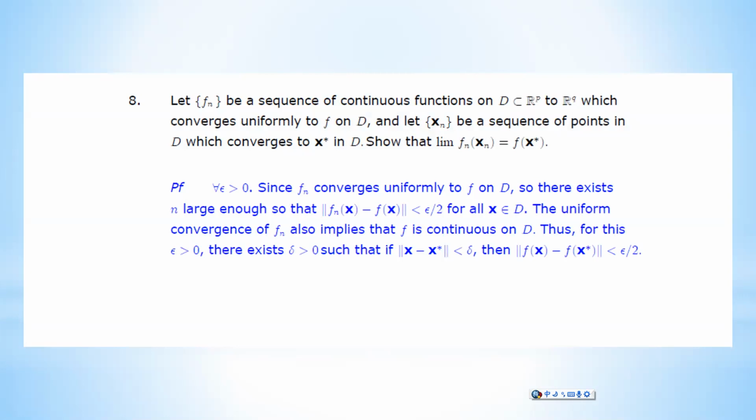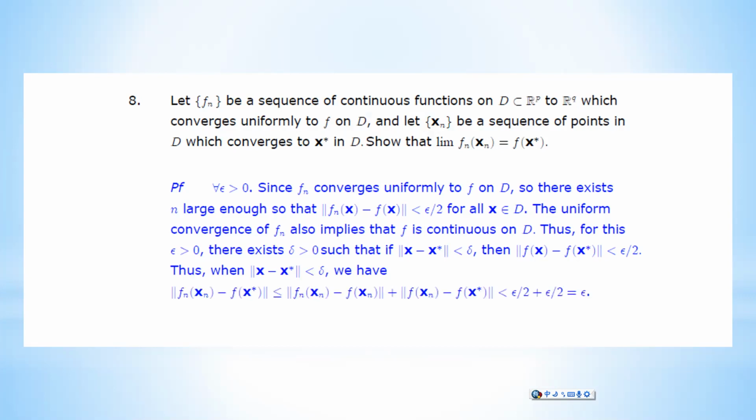Now I have two different inequalities. How can I combine these together? Given this epsilon, we let |xn minus x star| be less than delta, and then we have the critical estimate. Take the difference between fn(xn) minus f(x star). You can insert a middle term, f(xn), and then use the triangle inequality.